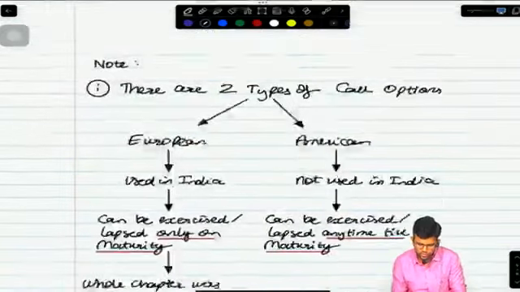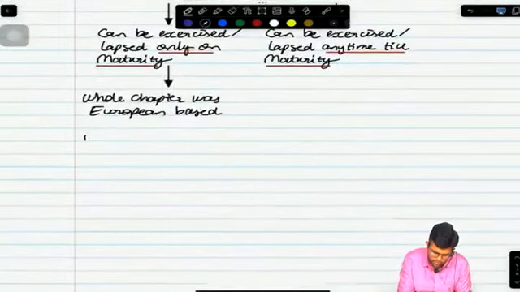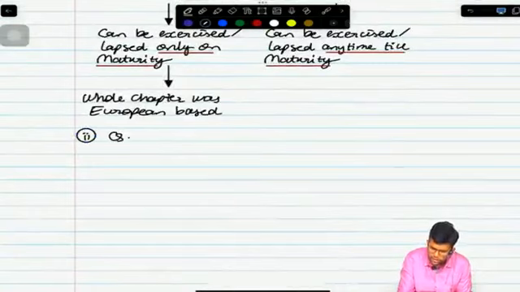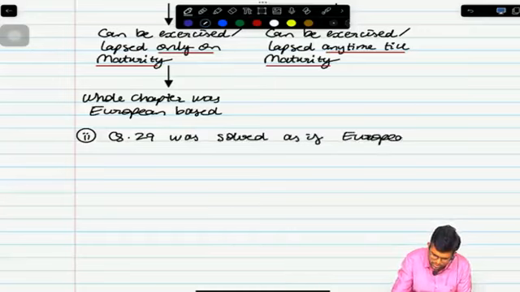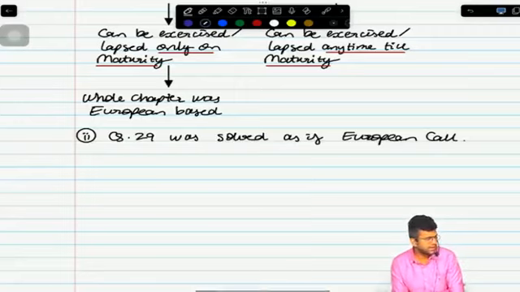this was point number 1. Now write down point number 2. Question, what did we do now? Question 29 was solved as if it were a European call. I hope everyone is understanding what I am writing.